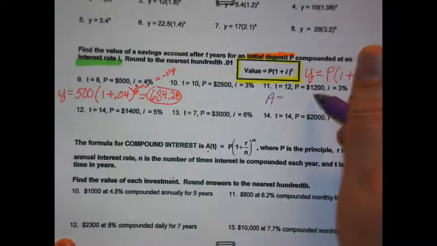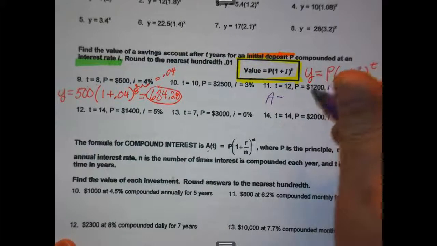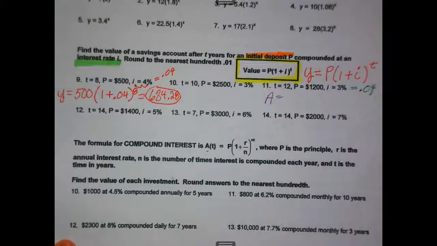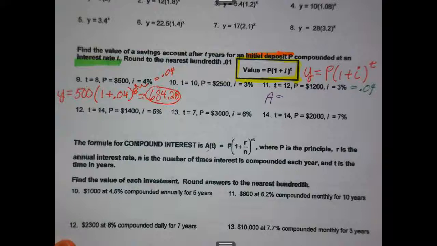Okay, my P is 1200. Huh? Yes, 0.03. Why did I put 4?